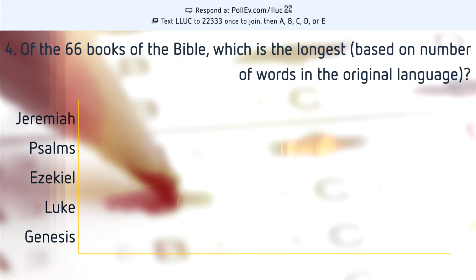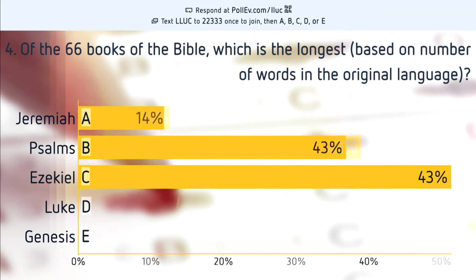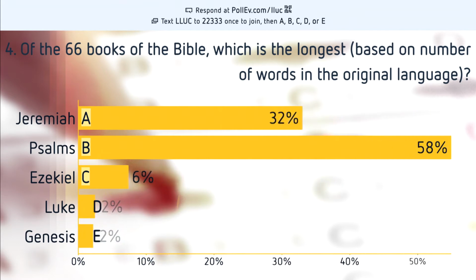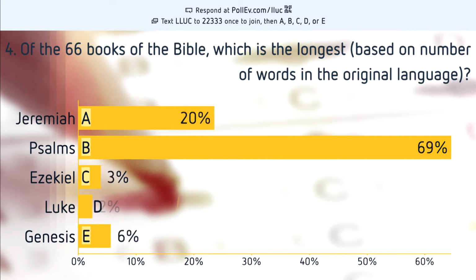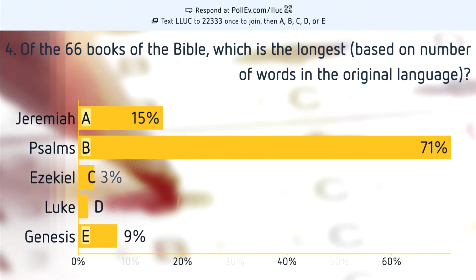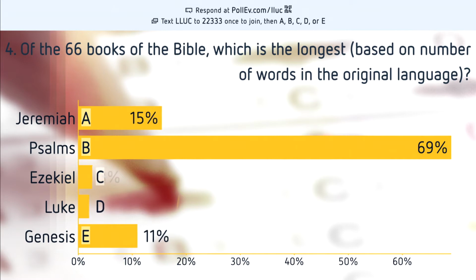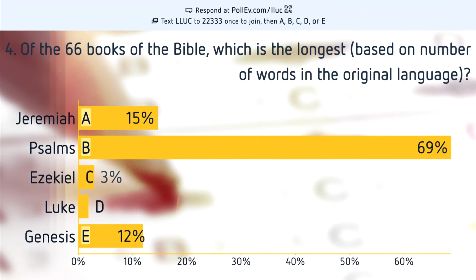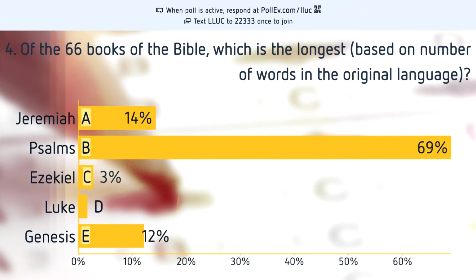Of the 66 books in the Bible, which is the longest, based on the number of words in the original language? I know you all read it in the original language, so this should be easy for you. Based on that, Jeremiah, Psalms, Ezekiel, Luke, or Genesis? Wow, I thought Genesis might make more of a run for it, but Psalms is way ahead. All right, so we'll stop it there. Based on the number of words in the original language, the longest book in the Bible is Jeremiah. So what are we now, 2 for 4? We're 50%, Laya. We're not too great, but we're moving along.